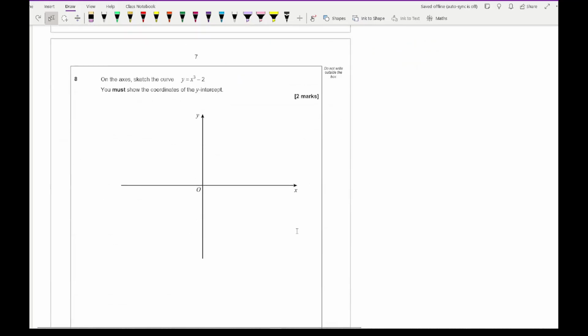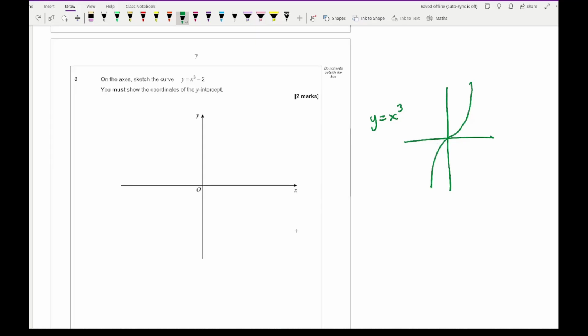For question 8, it says on the axis, sketch the curve of y equals x cubed minus 2. You must show the coordinates of the y-intercept. Now, what we need to do here is this kind of combines graph shapes as well as graph transformations. Now, y equals x cubed basically looks like this. Actually, it doesn't look like that, so let me just correct that. So it basically looks like this.